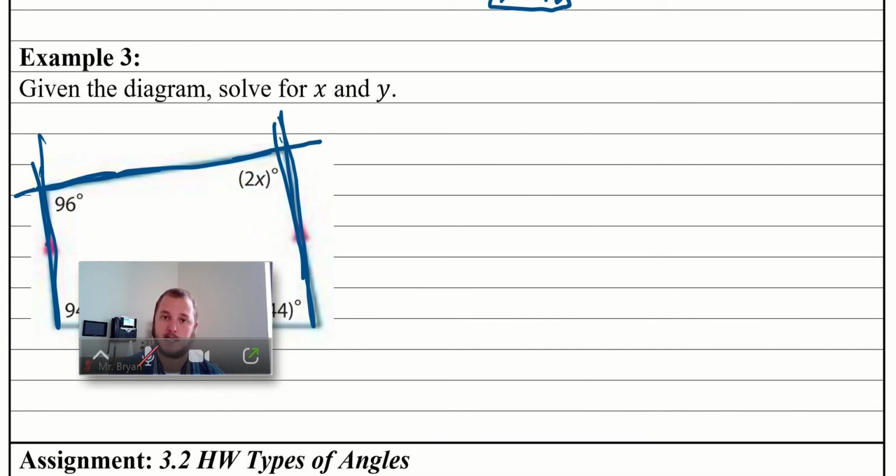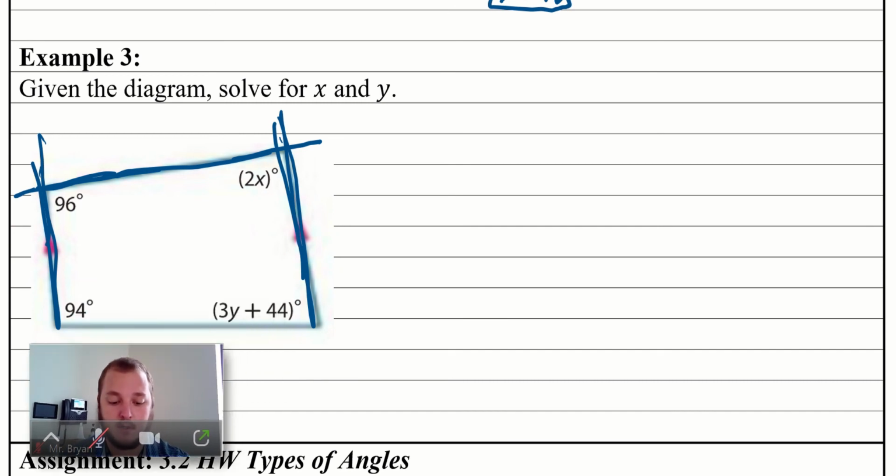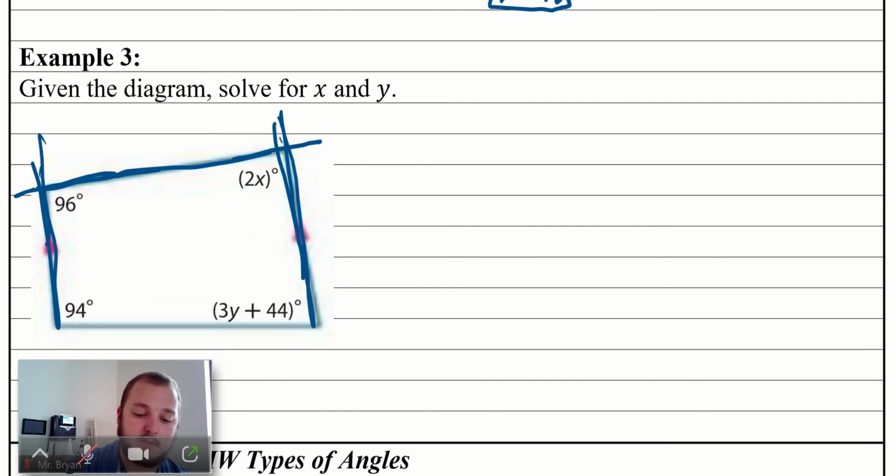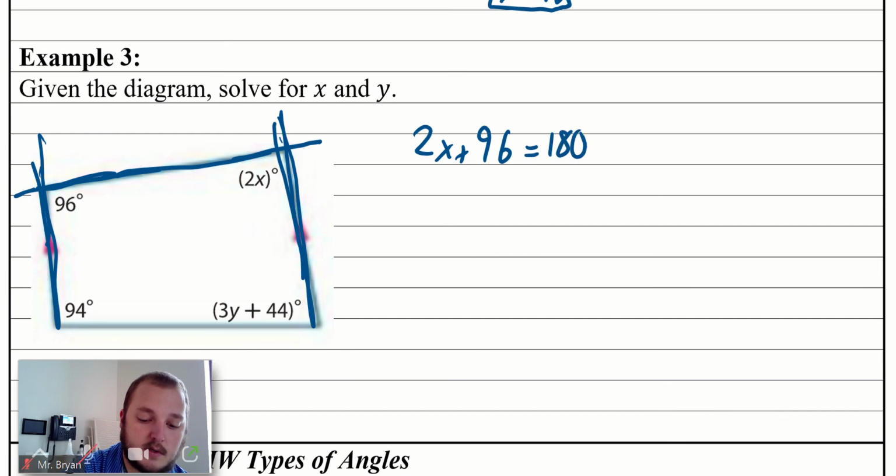Okay, these are called same side interior angles. And whether it's same side interior or whether it's same side exterior, the good news is we know how to set this up. We know to set this up, since it's same side interior, we're going to be supplementary. So 2x plus 96 equals 180. Okay, and then I would solve from here.